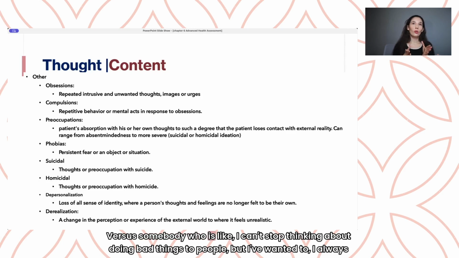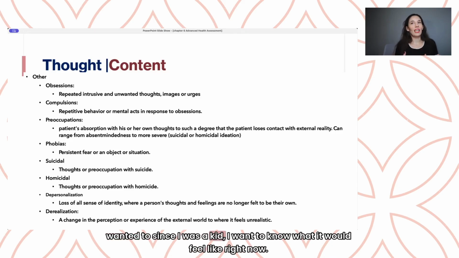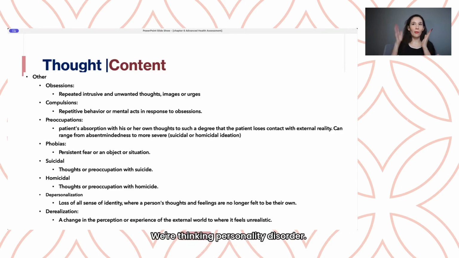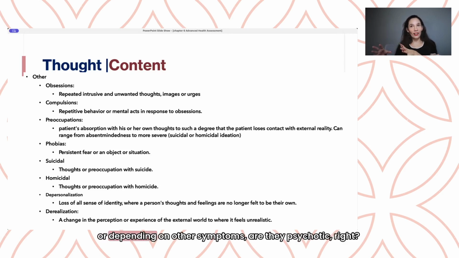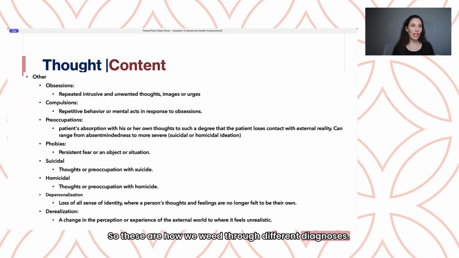Versus somebody who is like, I can't stop thinking about doing bad things to people, but I've wanted to. I always wanted to since I was a kid. I want to know what it would feel like, right? Now we're thinking personality disorder. Or depending on other symptoms, are they psychotic, right? So these are how we weed through different diagnoses.